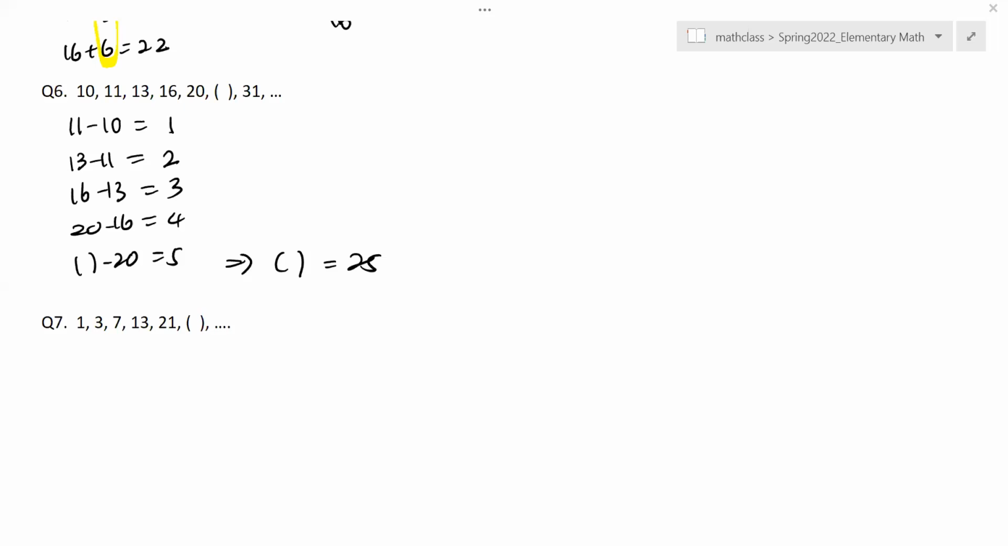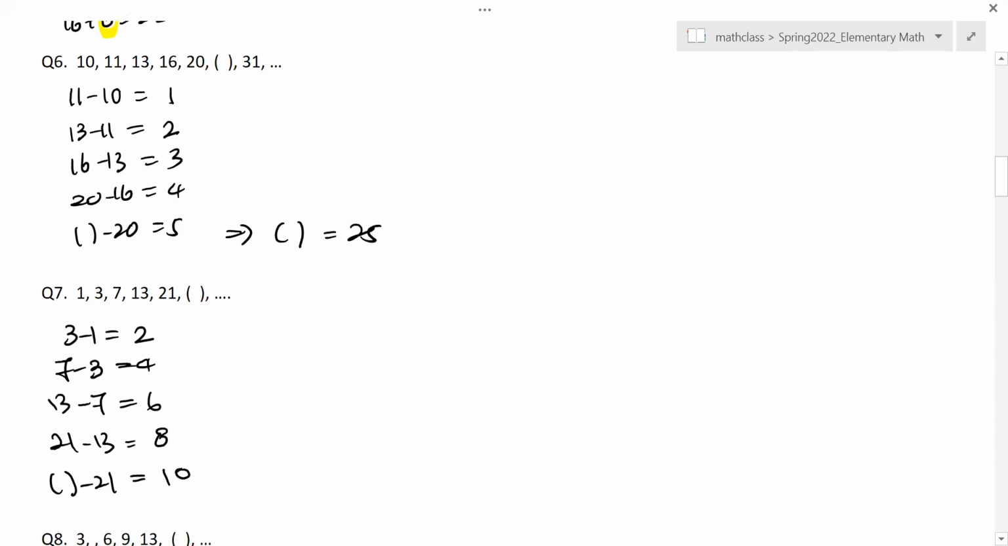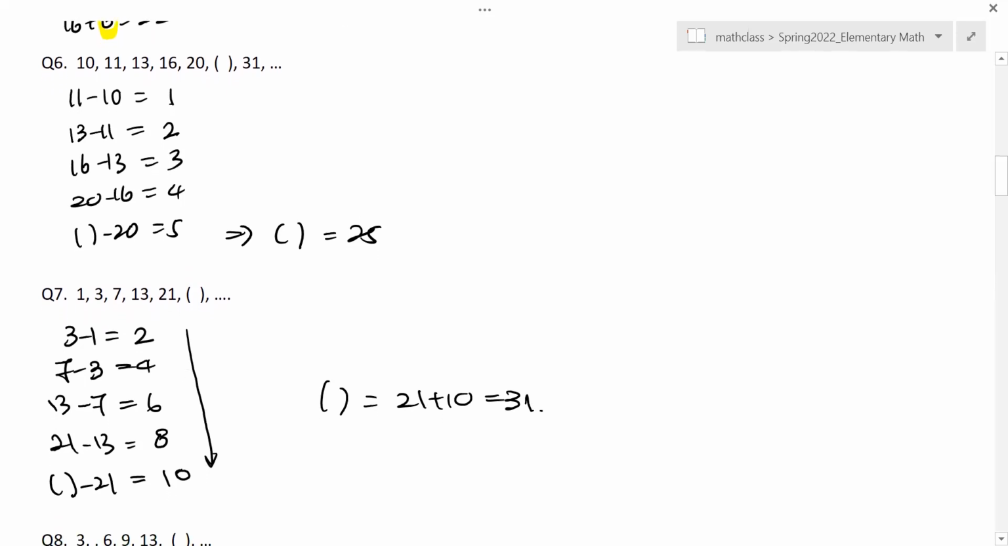Let's do it. So you take the difference. 3 minus 1 equals 2. 7 minus 3 equals 4. 13 minus 7 equals 6. And 21 minus 13 is going to be 8. So the unknown number minus 21 should be equal to 10, because this sequence is increasing by 2. So that number should be 21 plus 10, and that is going to be 31. Okay, great.